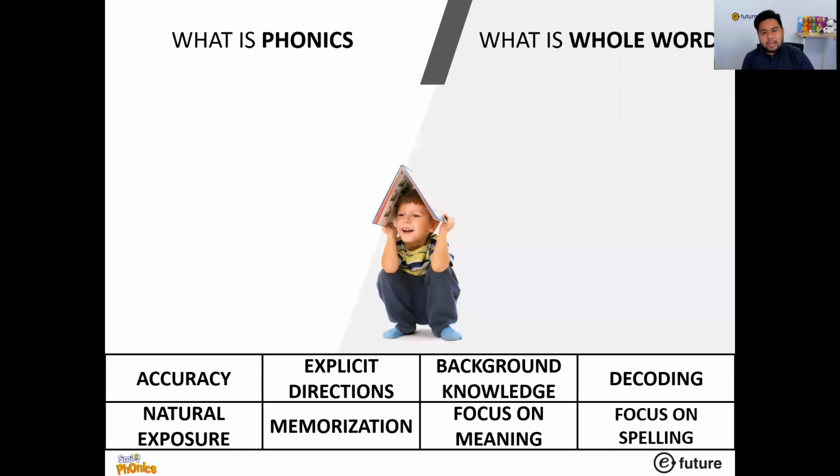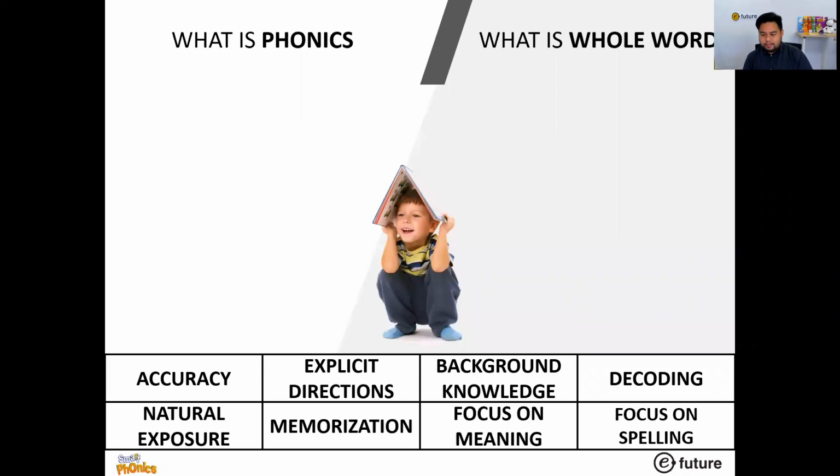Now, so I have some kind of characteristics here for each. So I want to try to get through together, see if we can kind of categorize for these two approaches. Okay? So we have accuracy, explicit directions, background knowledge, decoding, natural exposure, memorization, focus on meaning, focus on spelling. Okay? So now my task for you guys is to put them in the correct approach. Okay? So which one is phonics, which one is a whole word. Okay? So we'll go down the line here. So for accuracy, phonics or whole word?